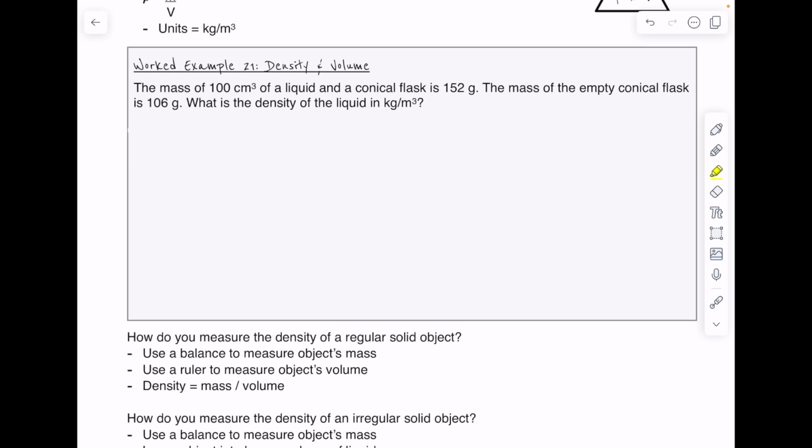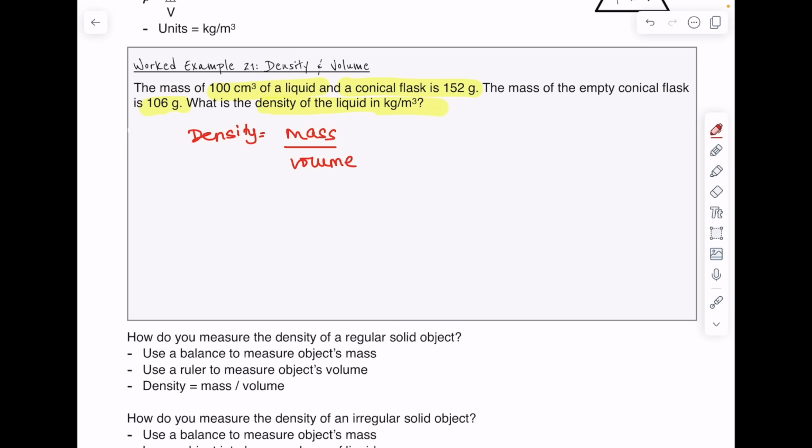So the mass of 100 centimeters cubed of a liquid and a conical flask is 152 grams. The mass of the empty conical flask is 106 grams. What is the density of the liquid in kilograms per meter cubed? Be very careful here with your units. We know that we're finding the density.